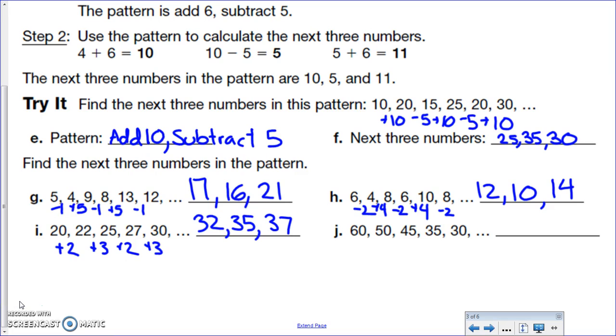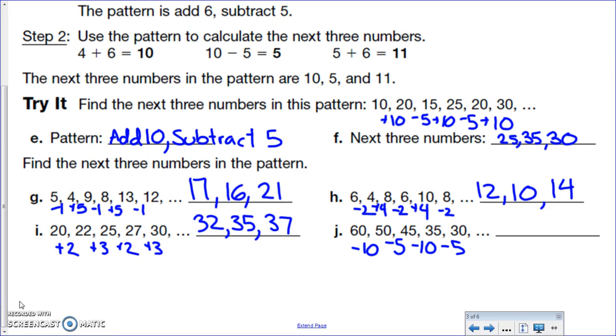So for J, we have 60, 50, 45, 35, 30. So 60 to 50 is minus 10. 50 to 45 is minus 5. 45 to 35 is minus 10. And 35 to 30 is minus 5. So our pattern is minus 10, minus 5.